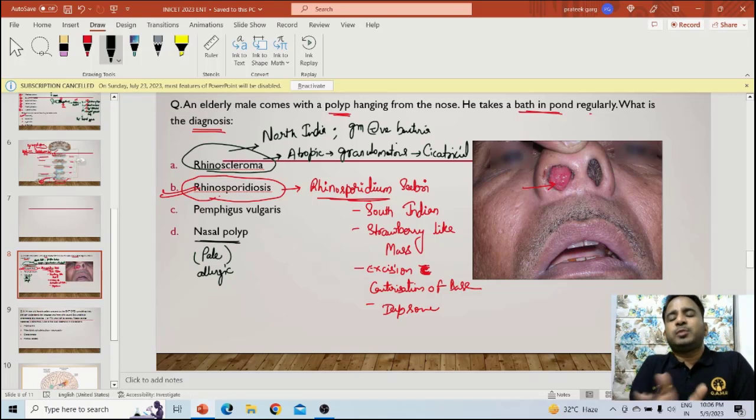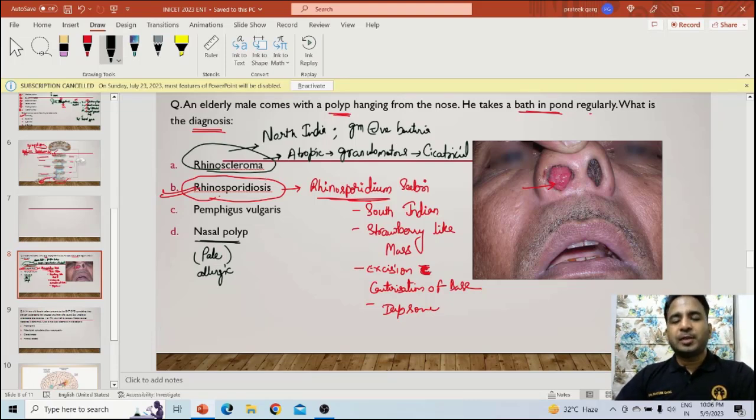Then this stage will further proceed to the granulomatous stage, where multiple granulomatous tissues form around the nose, which gives the nose a different structure and shape, like a woody, hard, big nose. Then that will heal by stenosis of the anterior nares, stenosis of the nose. So that is rhinoscleroma.